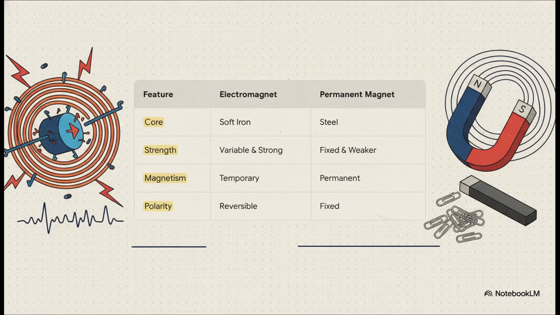Okay, exam alert. This comparison table comes up all the time. The key difference is the core. For an electromagnet, we use soft iron because it's forgetful. It magnetizes like crazy, but the second you turn the current off, it forgets it was ever a magnet. Perfect for our on-off switch. For a permanent magnet, though, we use steel. Steel has a great memory. It's harder to magnetize, but once you do, it stays a magnet for a long time.